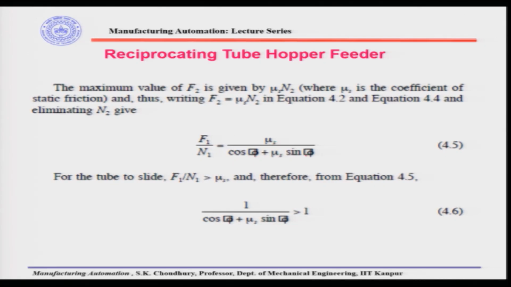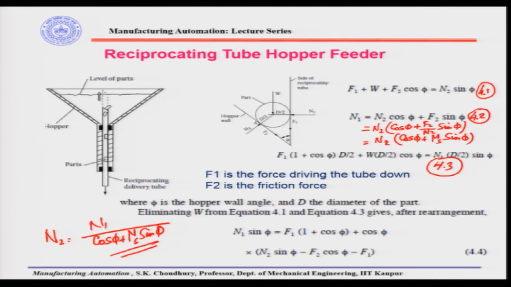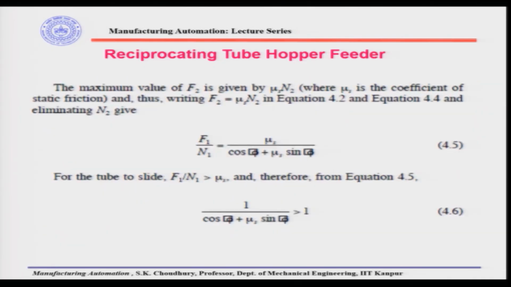Now, for the tube to slide, F1 by N1 has to be more than the coefficient of friction, mu s. Therefore, from equation 4.5, so that the tube is able to slide, we have to have 1 divided by cos phi plus mu s sin phi be more than 1. This is the condition that has to be satisfied.